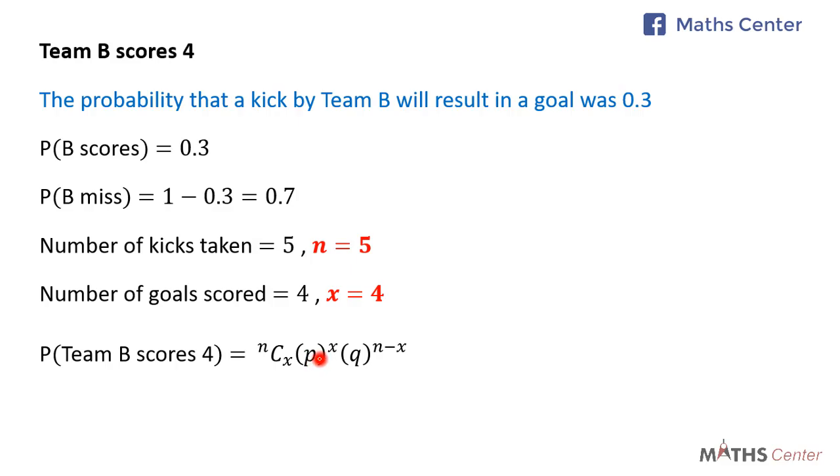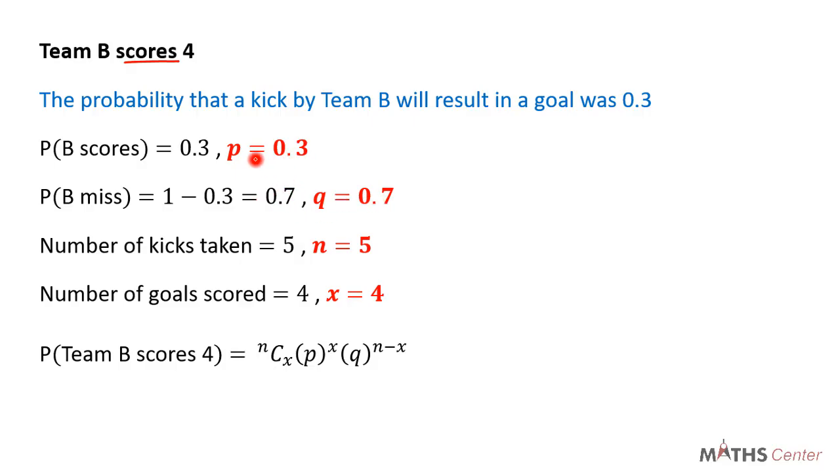P is the probability of success. We are looking for the probability that team B scores. So scoring is considered success here. The probability that team B scores is 0.3. So P, which is the probability of success, will be equal to 0.3. Team B missing will be failure. So Q, which is the probability of failure, will be the probability that team B misses, which is 0.7.